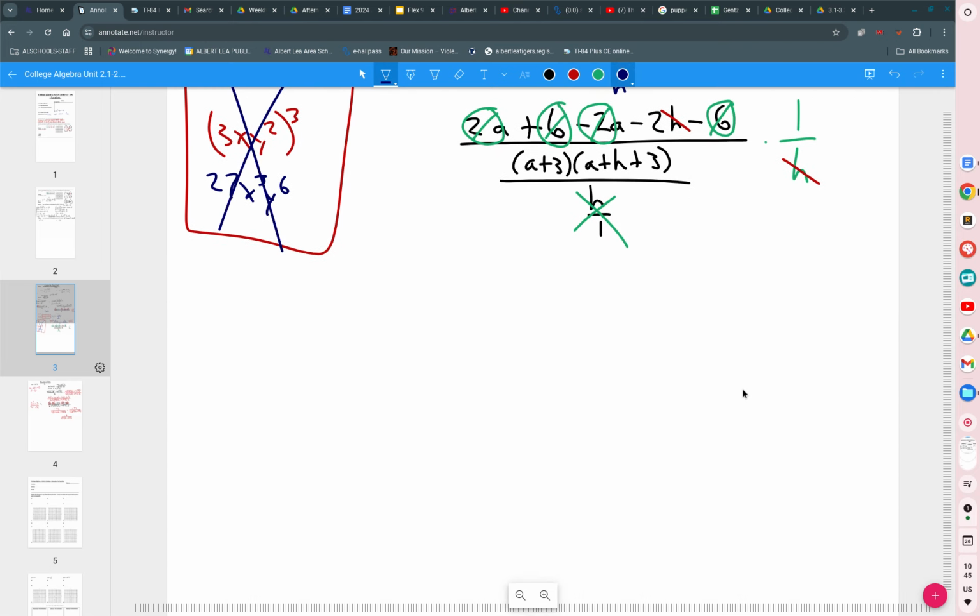And so our answer is negative 2 over a plus 3 times a plus h plus 3. So you know you're done when everything that doesn't have an h cancels and you're able to divide the h out of the denominator. That will happen every time.